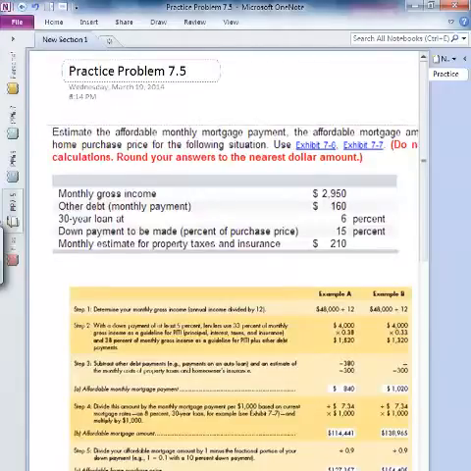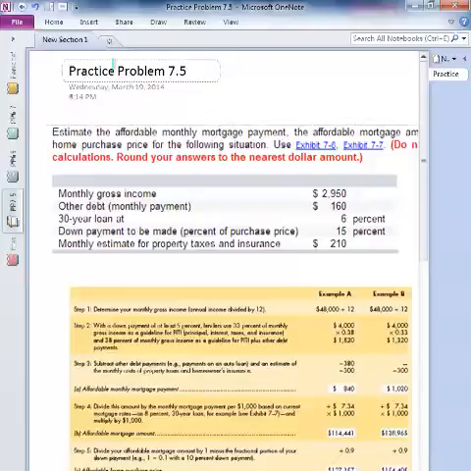Hi, in this video I'm going to go through a practice problem from chapter 7, number 5. This problem is dealing with mortgage payments and how much you can afford for a house. We're given a monthly gross income and some information about this person's debt, what percent they would be able to get a loan at, and what down payment they'll be able to make. That's all going to go into what they could afford for a house.